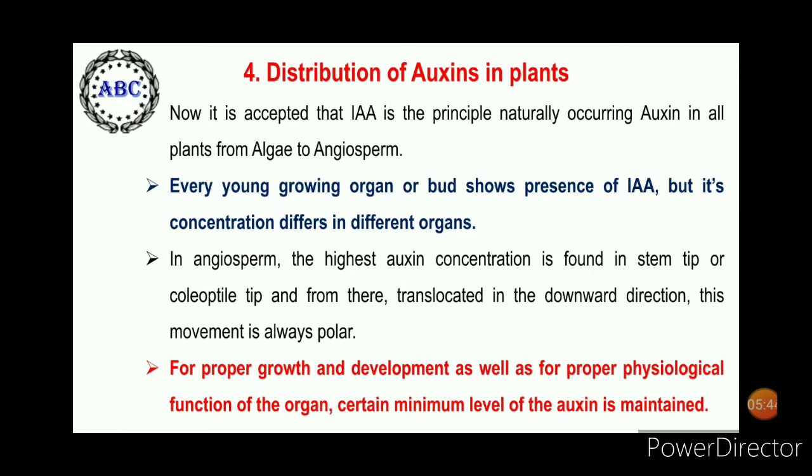In angiosperms, the highest auxin concentration is found in the stem tip or coleoptile tip, and from there it is translocated in the downward direction. This movement is always polar movement. For proper growth and development as well as for proper physiological function of the organ, a certain minimum level of auxin is maintained well in plants.